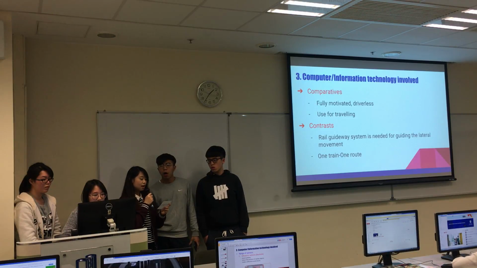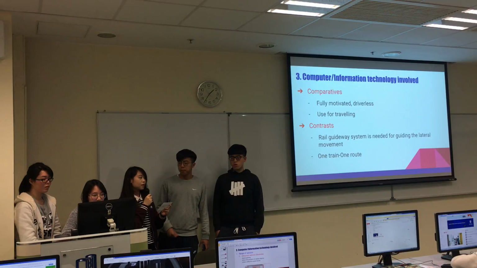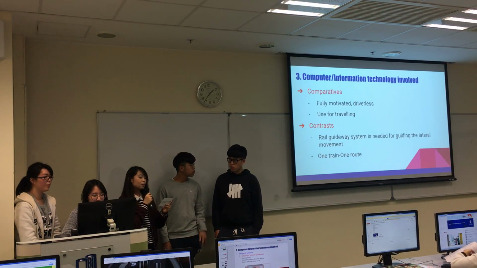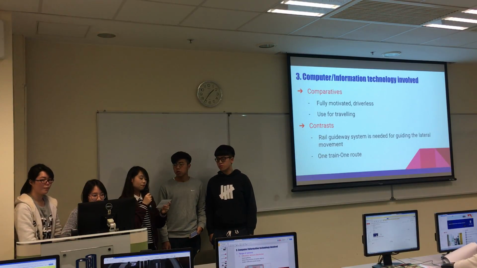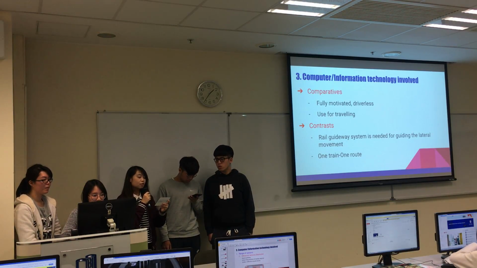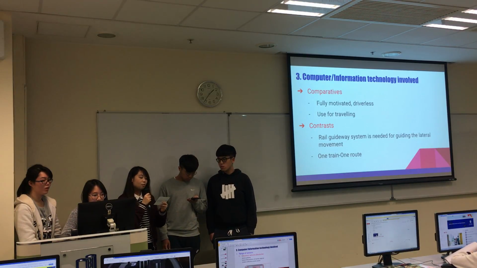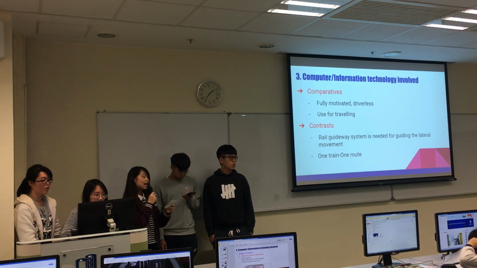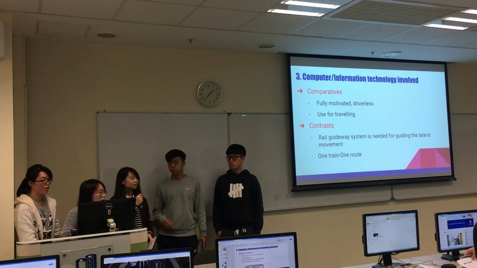In terms of contrast, APMs need a rail guideway system for guiding the lateral movement of the train. Basically, APMs rely on a two-rail guideway system with rubber tires on the train rails, and electricity is provided by the rail through current collectors, motivating the train to move forward. Furthermore, a specific train is usually assigned to serve a specific route, unlike the autonomous car, which can go wherever it is assigned.